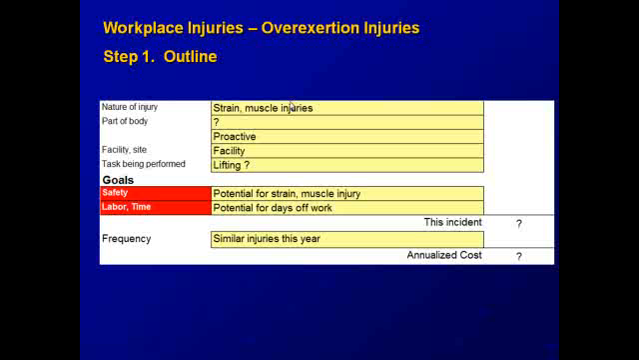These are overexertion injuries. Again, strain and muscle injuries could be in any part of the body, but these are generally found in the back, legs, and arms. Again, this is a proactive map for a given facility. Generally, the task that is being performed when overexertion injuries occur is lifting. The safety goal is impacted because of the potential for strain and muscle injury. The labor goal is impacted because of the potential for days off work. We can also capture frequency and cost information regarding similar incidents at this facility if that information is available.